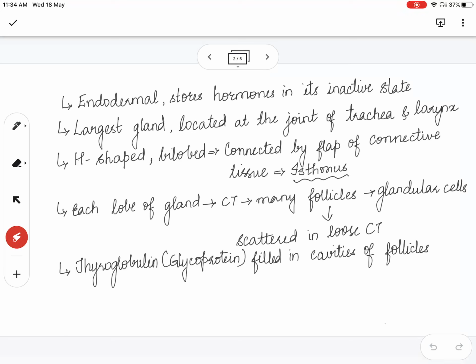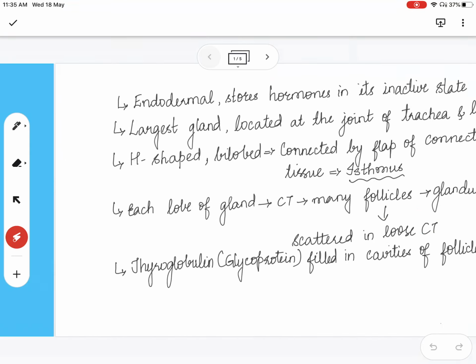Now, each lobe of the gland, we are saying bilobed, right? So based on that, each lobe of the gland is made up of connective tissue, and inside that connective tissue many follicles are present, which are made up of what? Glandular cells. Okay, something related to secretion. Now these particular follicles, they are scattered in what type of connective tissue? Here we are specifically telling it is scattered in the loose connective tissue.